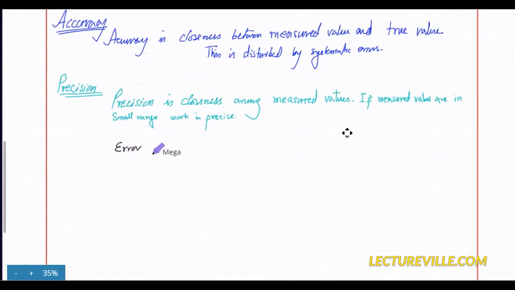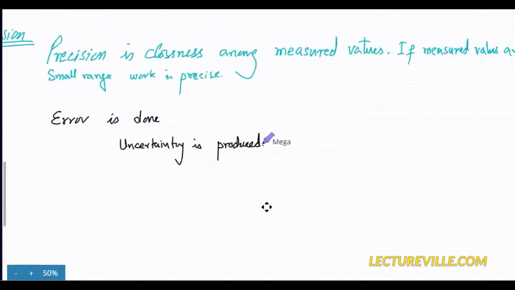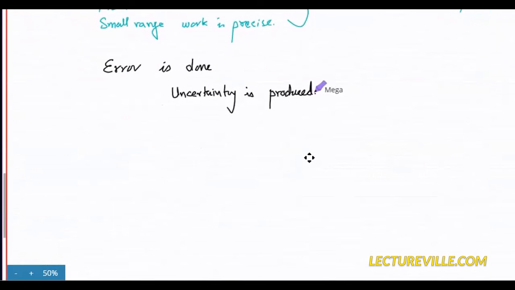Error is done, or uncertainty is produced. There is always an error in making a reading, so it means that we are not 100% certain that the value is what we have measured. So this is where uncertainty is born.